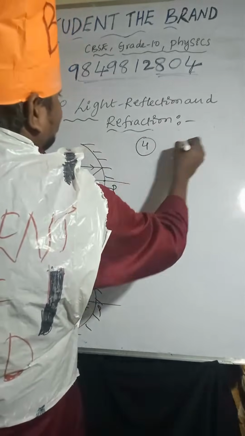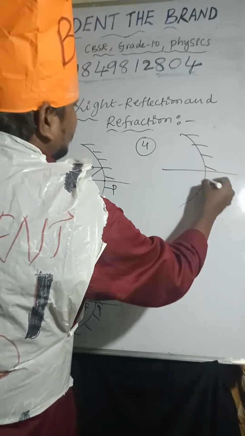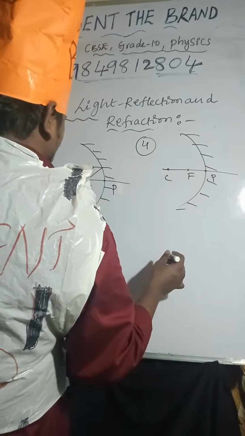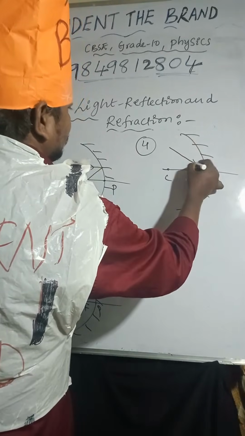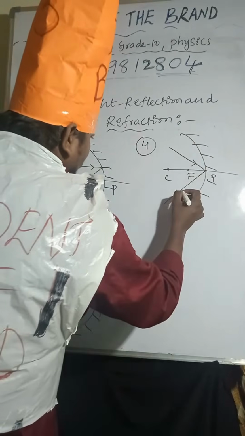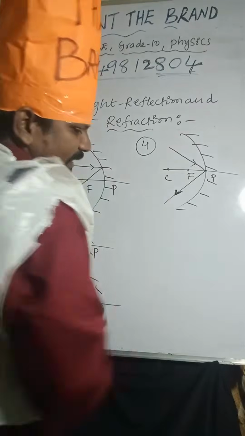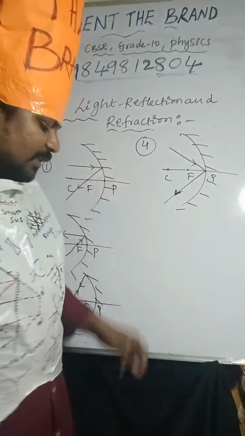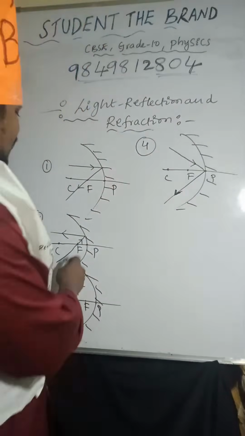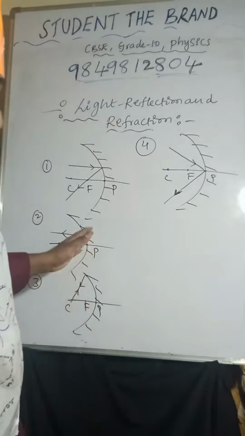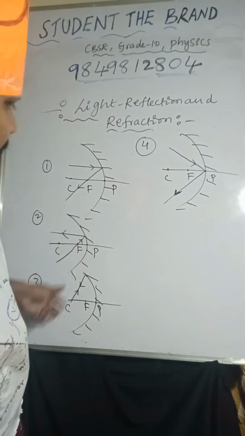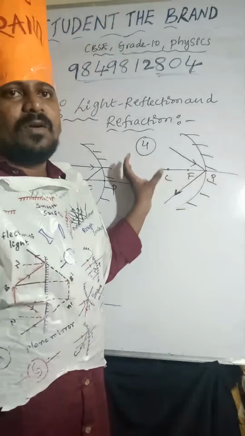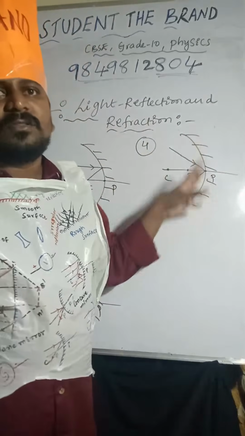Coming to the fourth one, so this is the pole, focus, and center of curvature. Light ray is incident at the pole, so it reflects back into the same medium. I hope it is very clear. So once again, light ray coming from infinity, after reflection passes through focus. Light ray passing through focus, after reflection moves towards infinity. Light ray passing through the center of curvature retraces its original path. Light ray incident at the pole reflects back into the same medium. Okay, so these are the four ray rules of concave mirror.